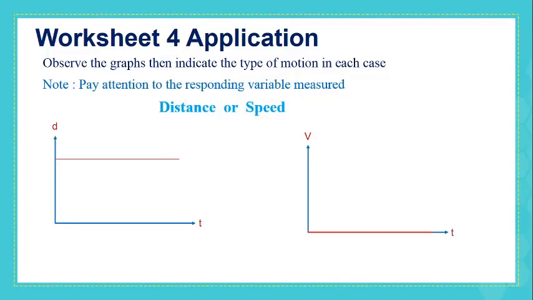The first graph measures distance with time. The second graph measures speed with time. What do these two graphs imply? Let's see.